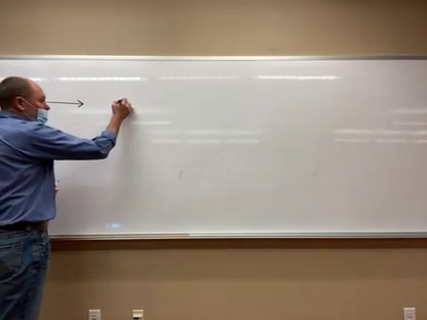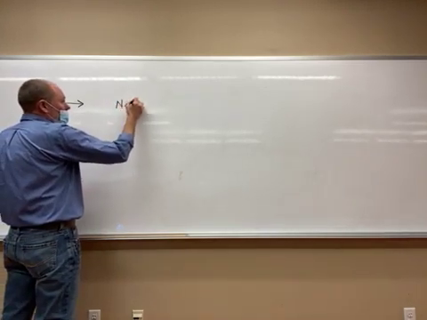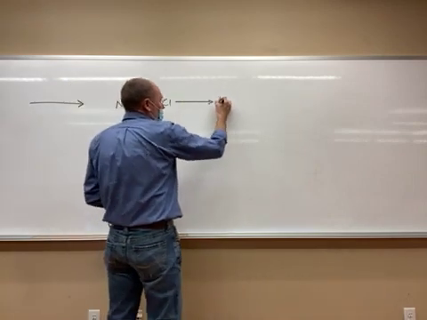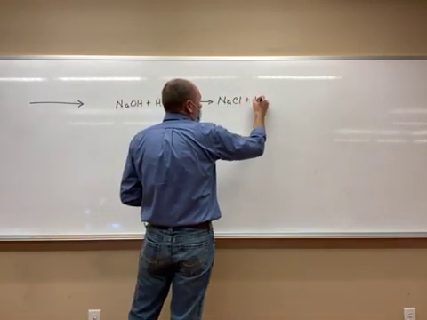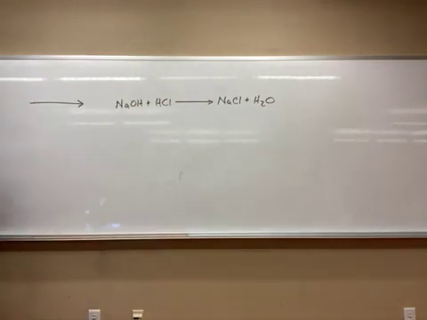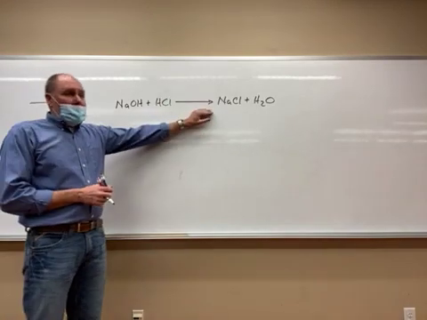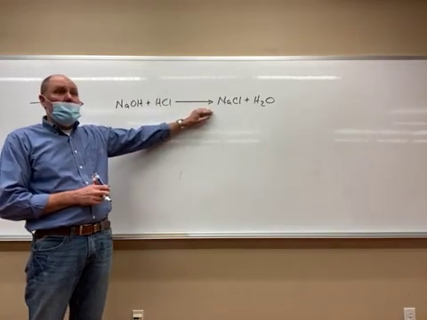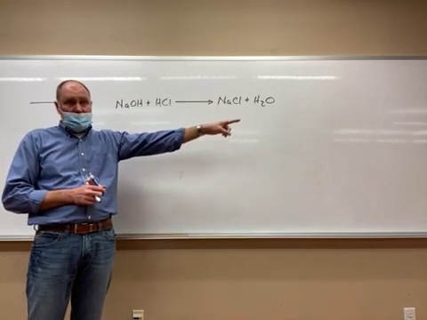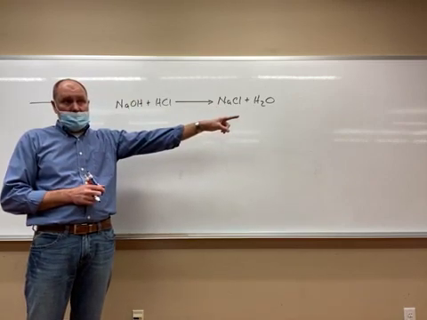So if I take sodium hydroxide plus hydrochloric acid, it goes only to sodium chloride plus water, and it's exothermic, so it has some Gibbs free energy, delta G, you can calculate it. This means this reaction goes to completion. It only goes that way. That's very important.